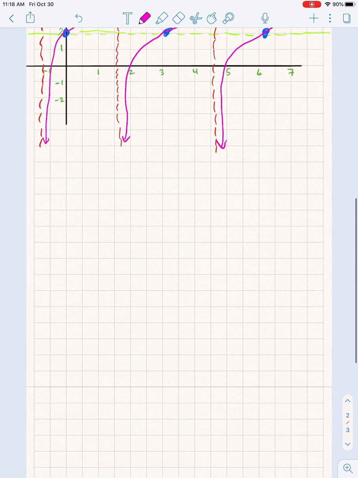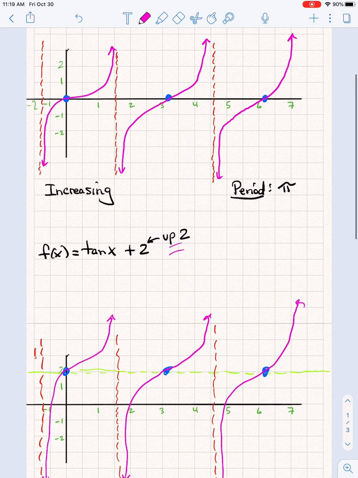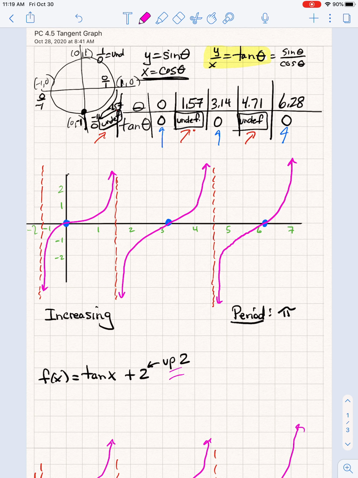We could go on from there, but following the patterns of what you did for sine and cosine, you should be able to take care of your other transformations. Hope to see you in class. Bring lots of questions. Good luck with your tangent graphs.